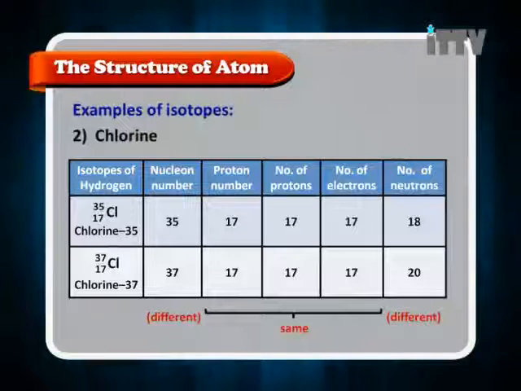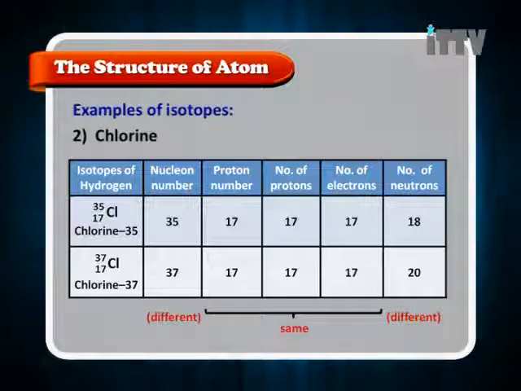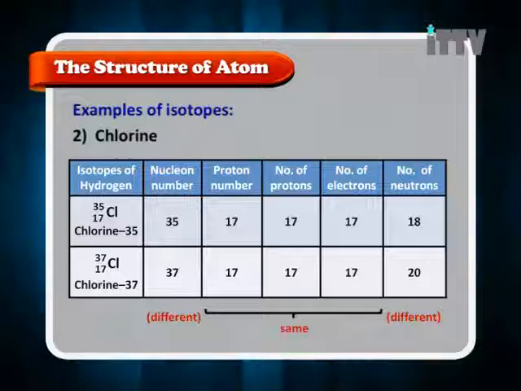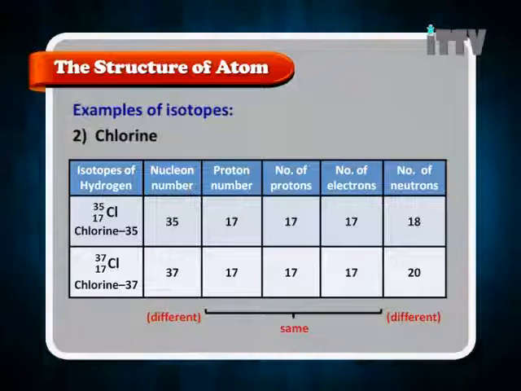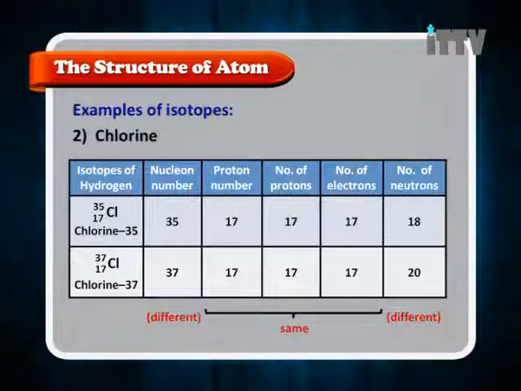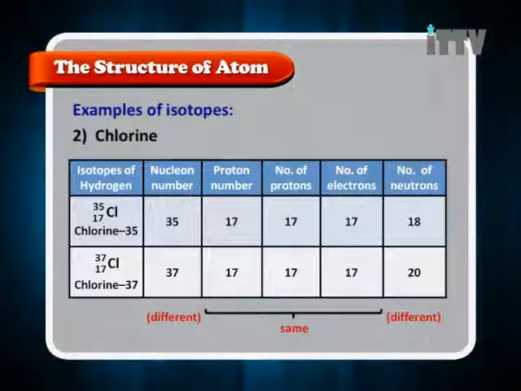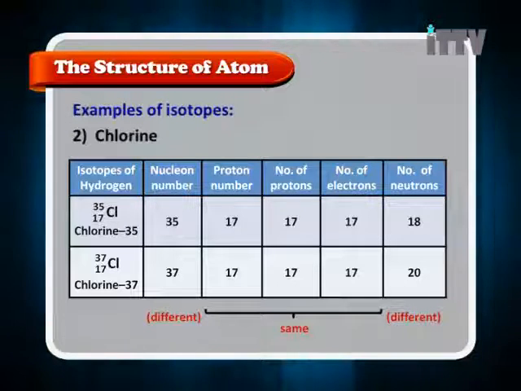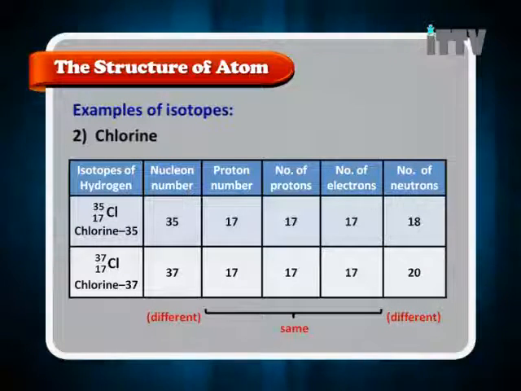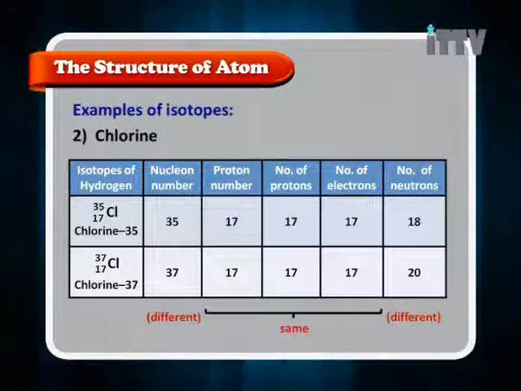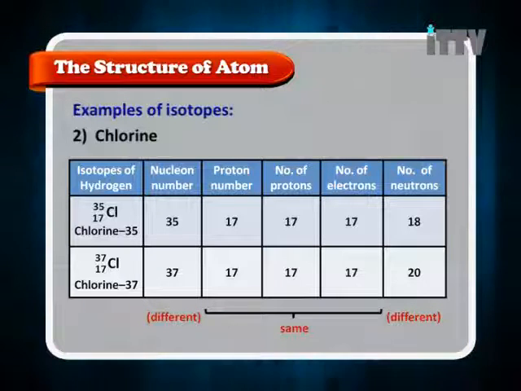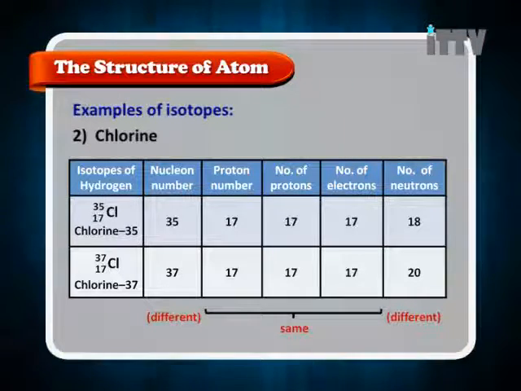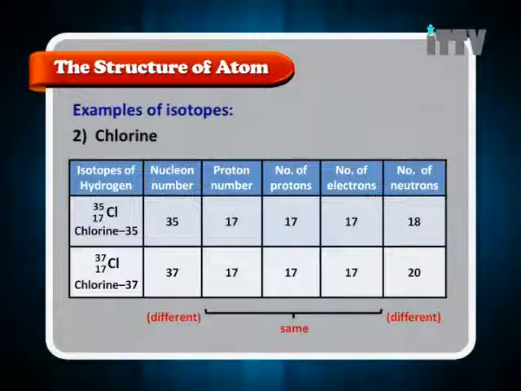Chlorine. Chlorine-35: nucleon number 35, proton number 17, number of electrons 17, number of neutrons 18. In chlorine-37, the proton number is 17, the same. Number of protons 17, the same. Number of electrons 17, the same. Number of neutrons 20, different. So the nucleon number and the neutron number are different, but the proton number and the electron number are the same.